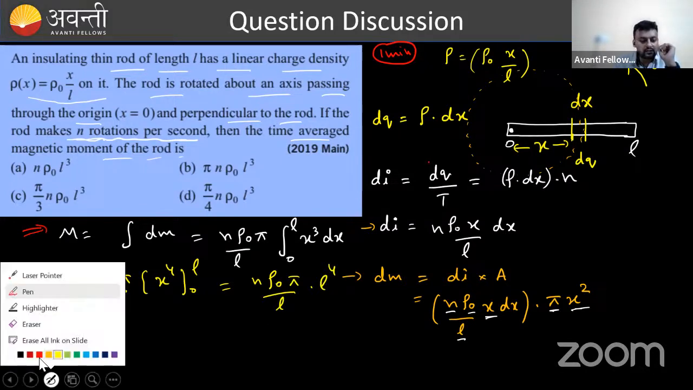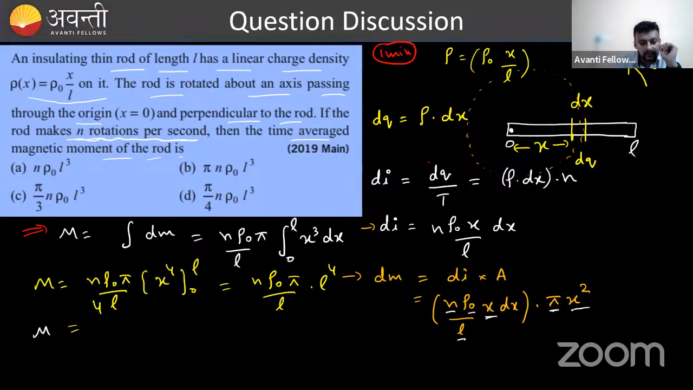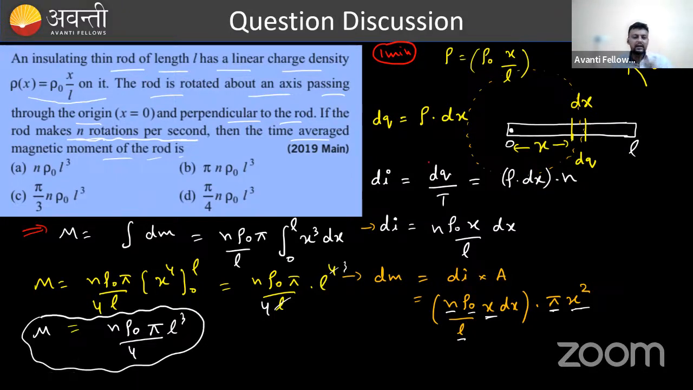So what will be the final answer? M is equal to n rho naught pi L cube by 4. This is the magnetic moment, and which is the correct option? n pi rho naught L cube by 4. This is option number D, which is correct.